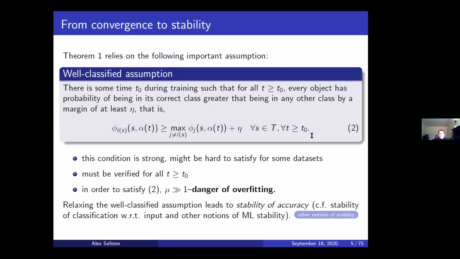So this leads us to the thought that we might relax this condition, leading to questions of stability of accuracy, which is the focus of the rest of the talk. And as a note, there are other notions of stability, some of which have been discussed in this very seminar. We will just note that stability of accuracy is different from some of those other notions of stability of deep neural networks.